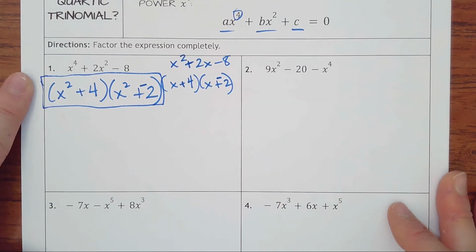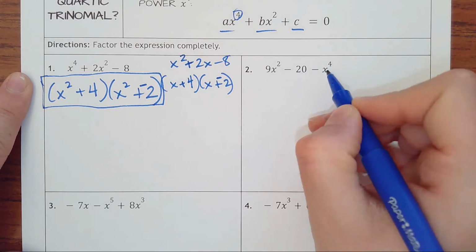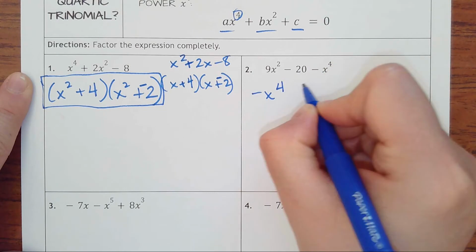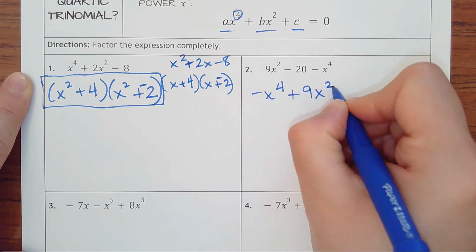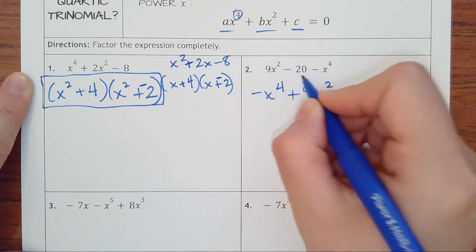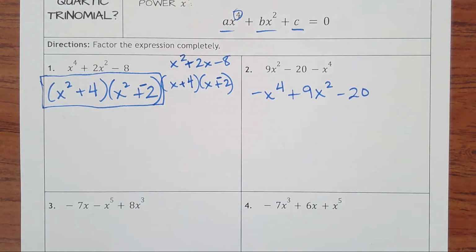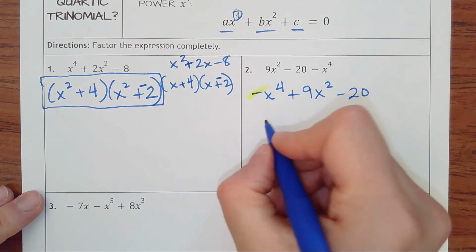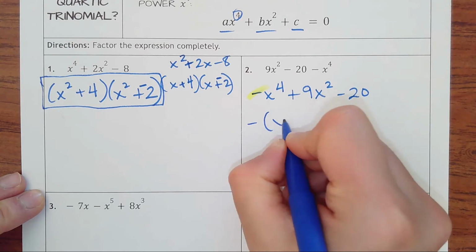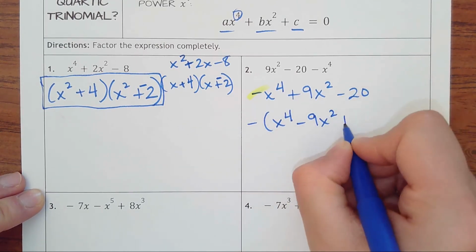Okay, number 2 is the same kind of thing, but I would rearrange the terms so that I have negative x to the 4th first, then a positive 9x squared, always look in front of the number to tell you what it is, then minus 20. And because this leading coefficient's negative, let's take out a negative out of the whole thing first. But I can't take anything else out. So now that would be x to the 4th. That would change the sign to minus 9x squared plus 20.